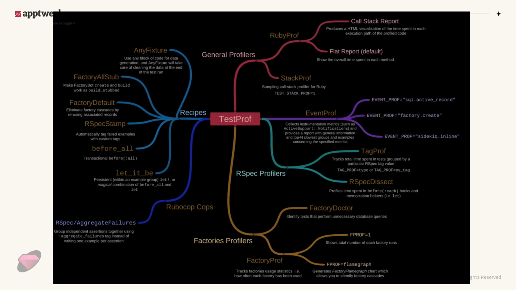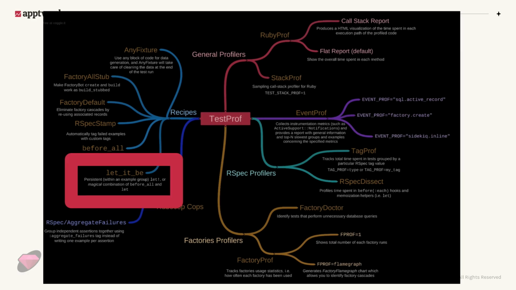There's FPROF=1, which we'll be seeing in this chat. But the one that I'll be focusing on, and sorry about the noise, is let_it_be. So let_it_be is the one that I'm interested in for this chat.